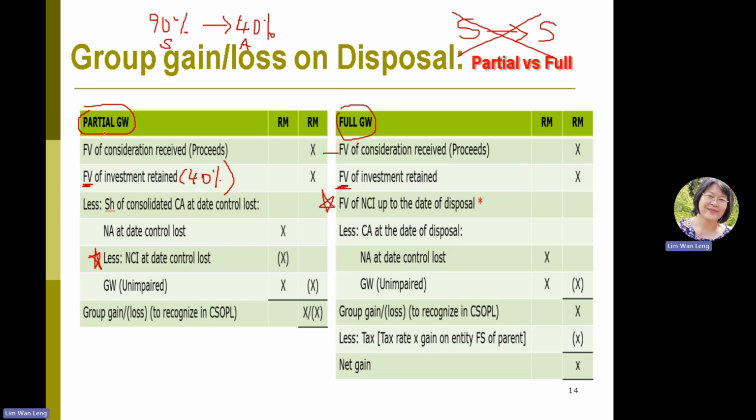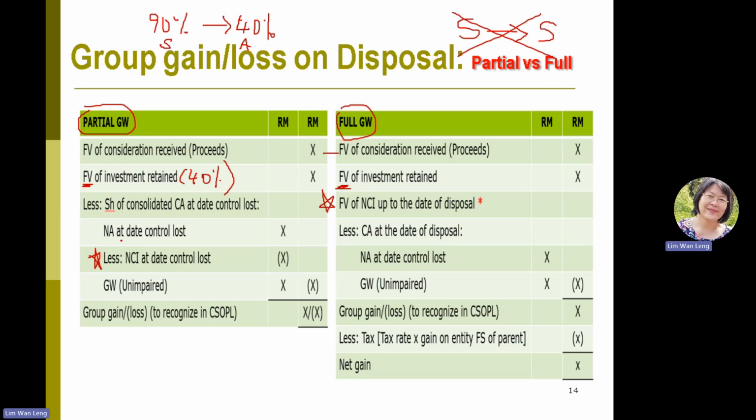So partial goodwill means what? You only capture the goodwill portion that belongs to the parent. Okay? So which means NCI is measured based on what? Proportion of the net worth at the date of acquisition.